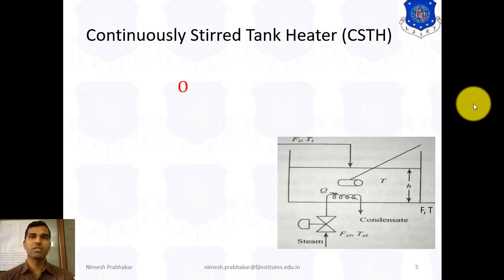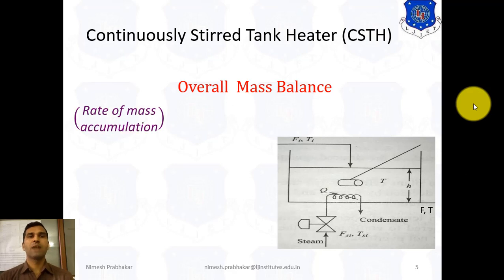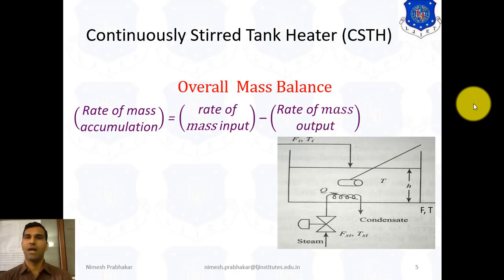So first of all we start with the overall mass balance. So we know the mass balance equation. Rate of mass accumulation is equal to rate of mass input minus rate of mass output. As with the liquid level tank, we can write the rate of mass accumulation inside this tank. That means this liquid inside this tank, and the rate of mass accumulation we can write, we know rho multiplied by V, so we get mass, and d by dt, so that is the rate of mass accumulation.